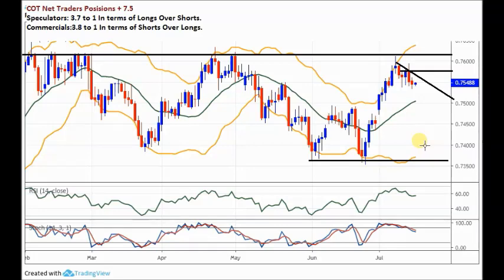We can see what happened on the previous falls, and yeah, the CAD is more overbought than on the two previous falls, so I do not see any reason why we can't get down to 73.60.